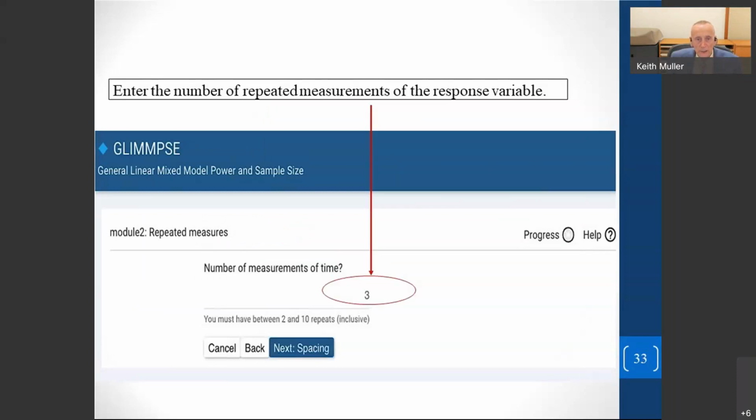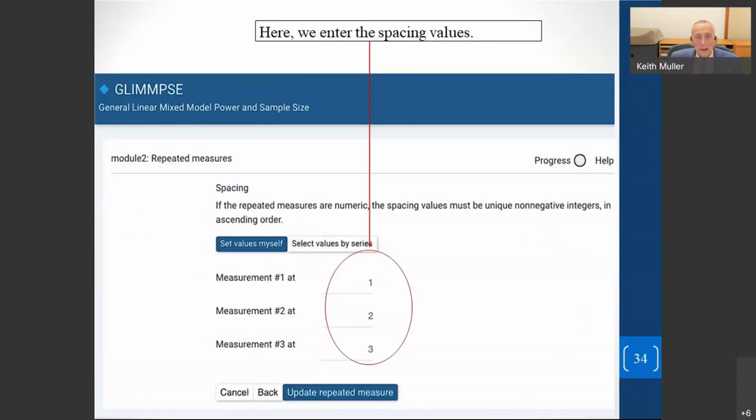We have 3 repeated measures. And we get to choose whatever times we want. So in this case, we put in 1, 2, 3 because they're equally spaced. But if in fact you were measuring at day 1, day 27, and day 132, that would be fine. And we'll provide the appropriate trend contrasts for you.